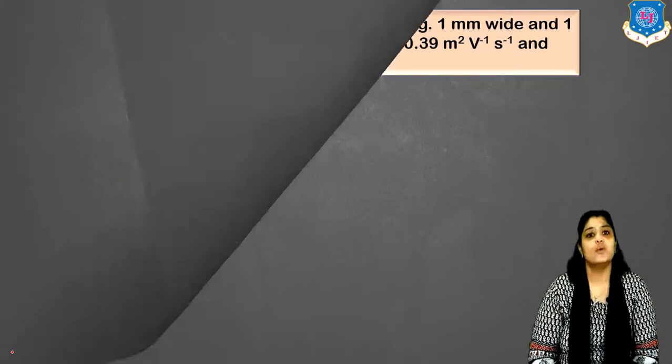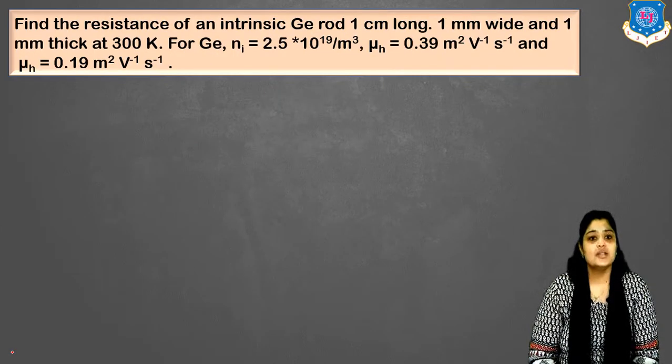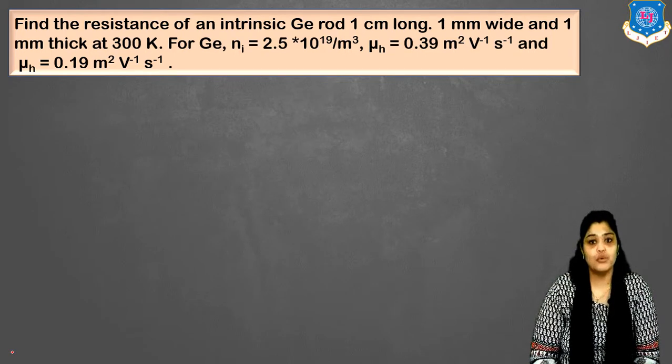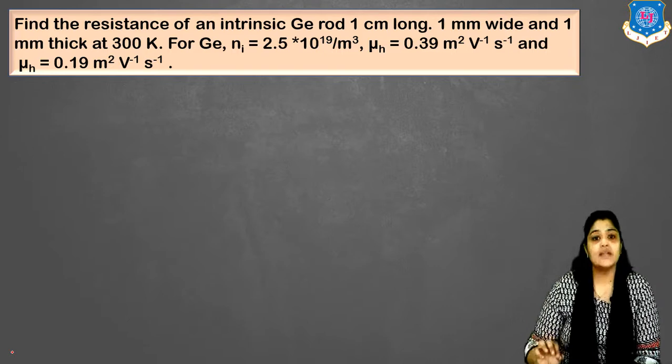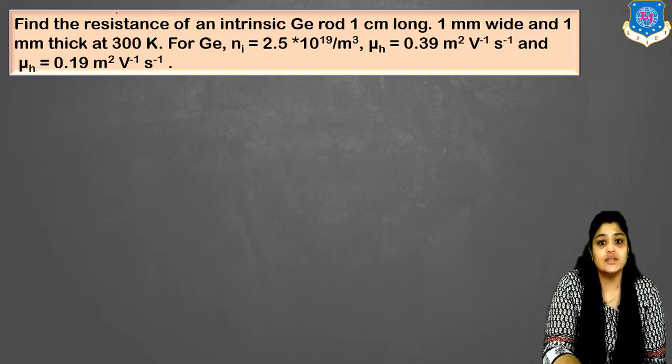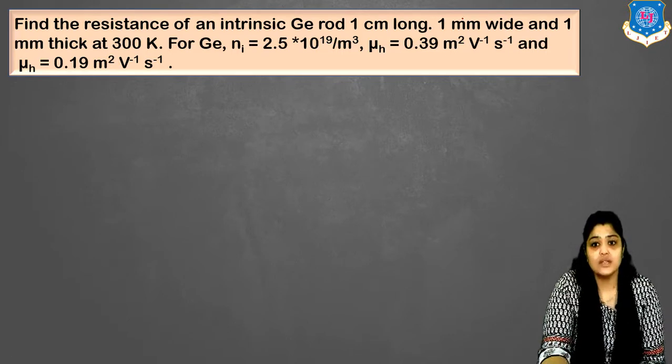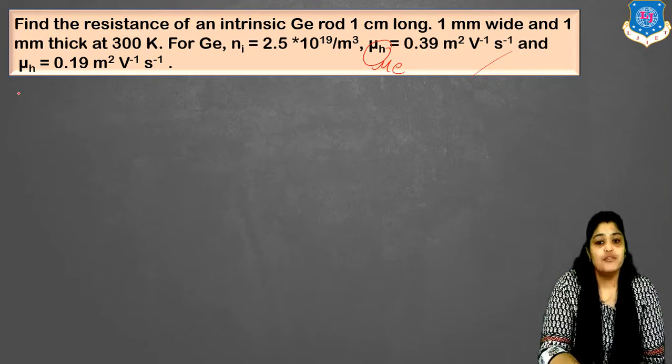Now let's move on to one more type of numerical. The question says you have to find the resistance of an intrinsic germanium rod which is 1 centimeter long, 1 millimeter wide, 1 millimeter thick, and the temperature is given as 300 Kelvin. You are given the value of ni, mu h and mu e. So I'll just start. We have to find R.